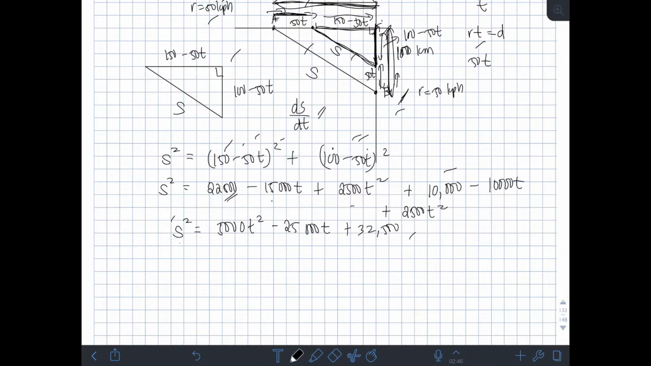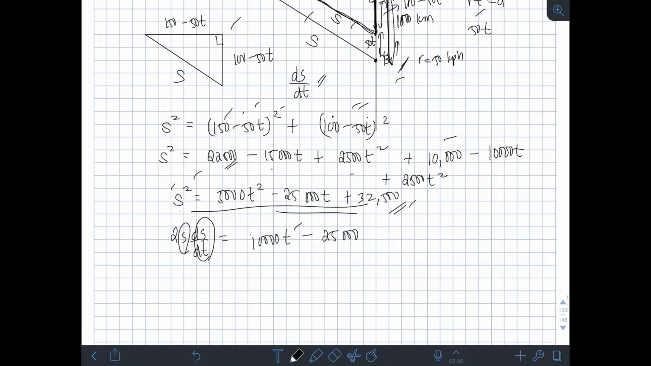So, derivative ng s squared is 2s ds over dt equal, derivative ng 5,000 t squared is 2 times 5,000 or 10,000, right? 10,000 t minus 25,000 times t, derivative is just 25,000 plus derivative ng 32,500 which is constant, 0. Okay? So, kailangan nating masolve ngayon dito si ds over dt. So, meron naman tayong t na 4 kasi yun yung required, right, at 4 p.m. Wala na lang tayong s. So, paano masasolve si s? Gamitin natin tong equation na to.